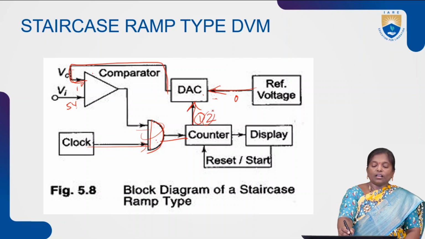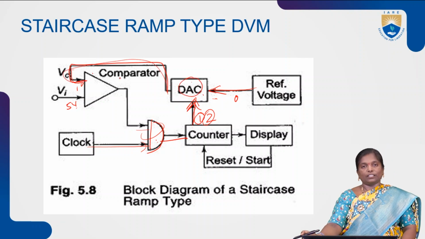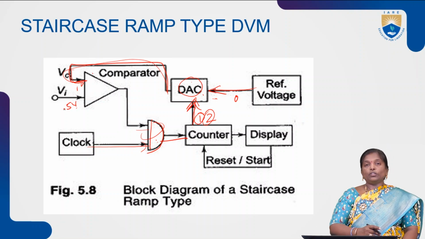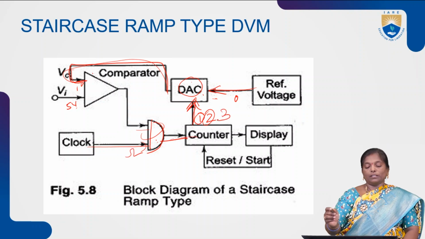Again, the counter information is converted into analog data with the help of the DAC and given to the comparator circuit. Again the comparator compares both the inputs. If both the inputs are not the same, again a clock pulse is sent, and the counter counts the clock pulses.